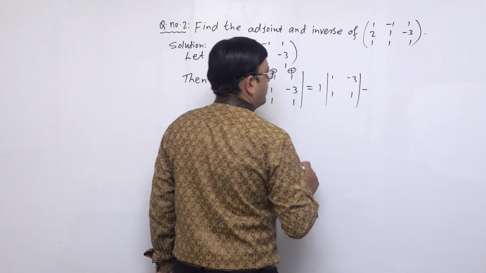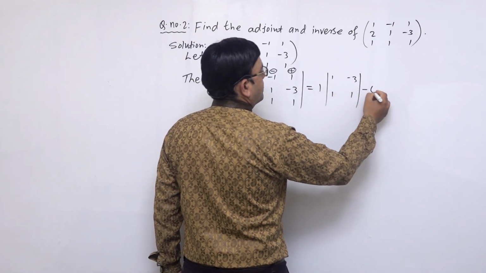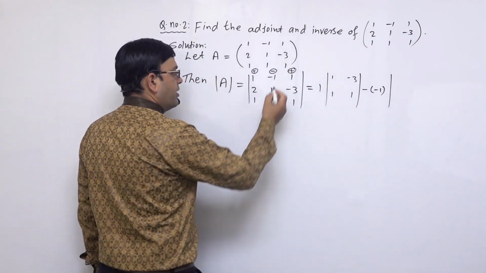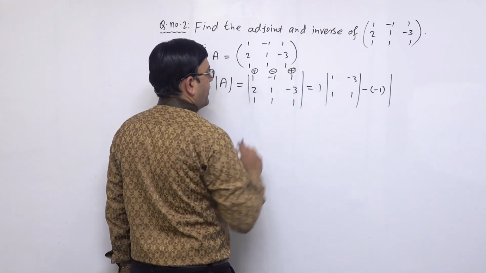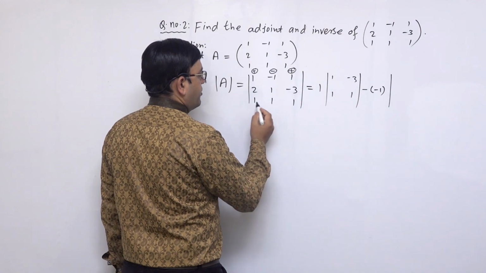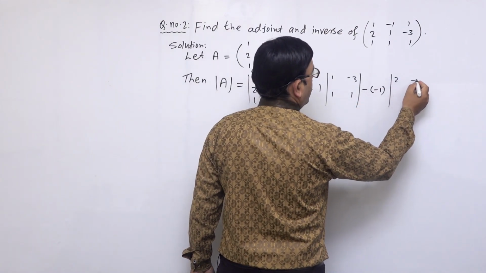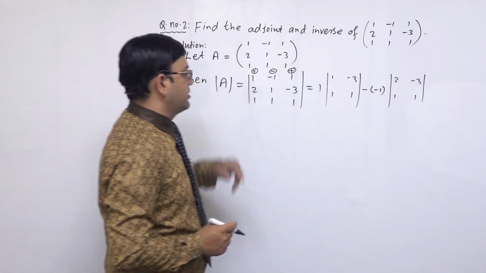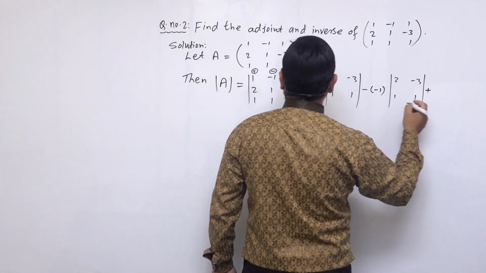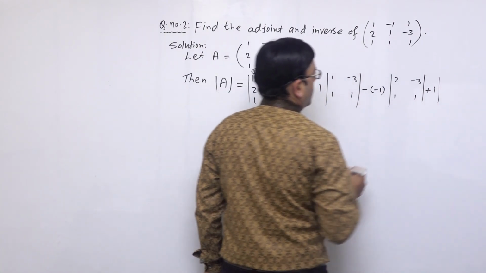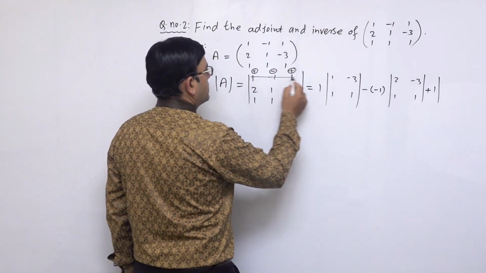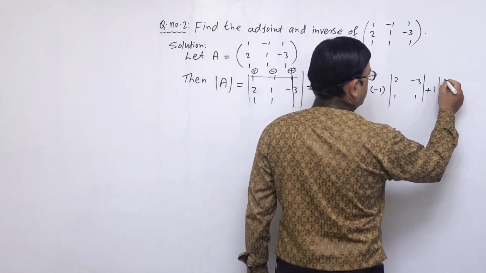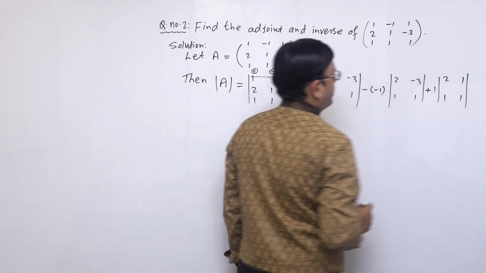So minus times minus 1, times this. If we omit this row and column, then what remains is 2, minus 3, 1 and 1. Similarly, the last one is plus, this one is 1 times, here we omit this row and column, so 2, 1, 1 and 1.